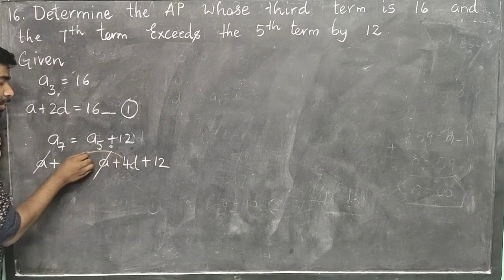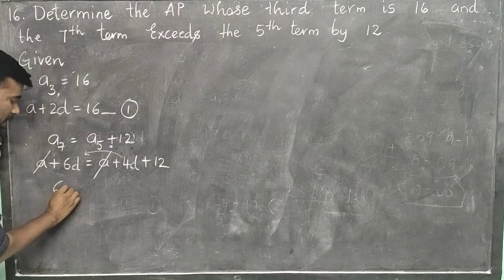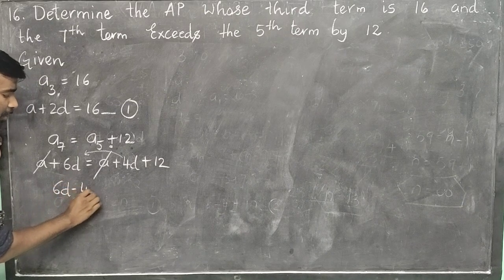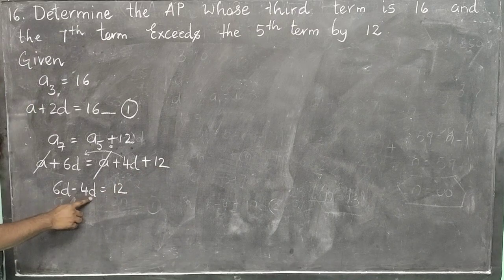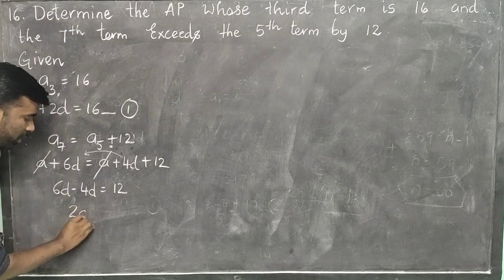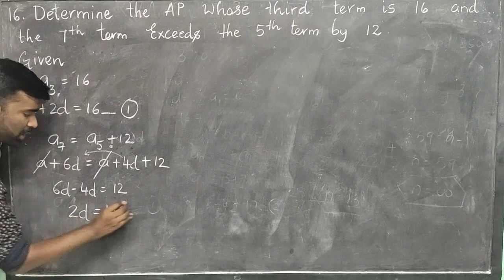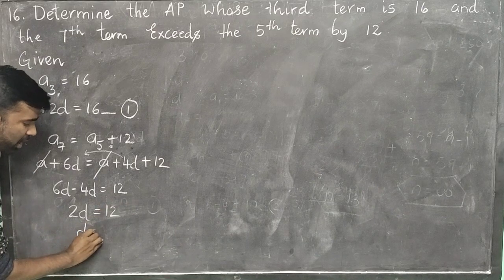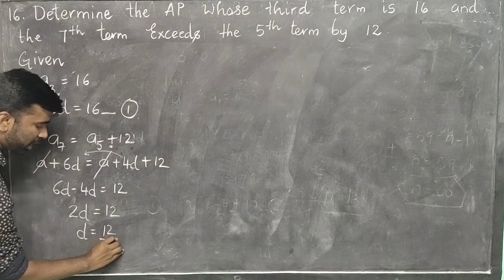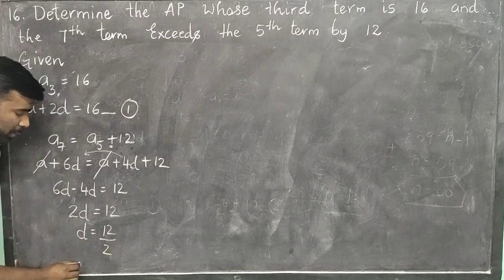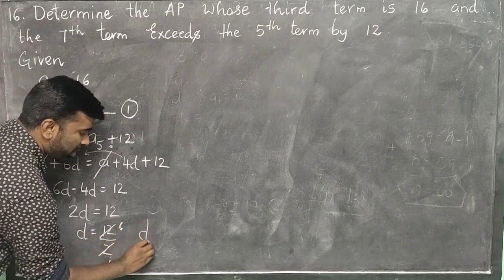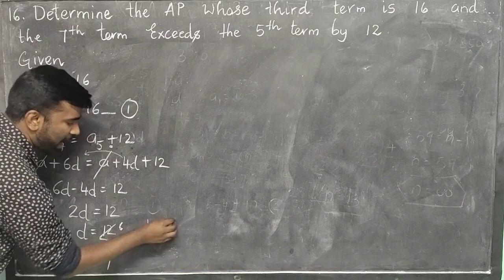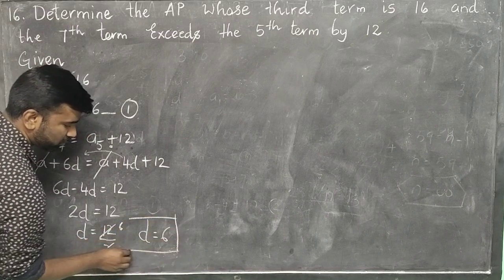Now shift 4D to LHS. What we get? 6D minus 4D is equal to 12. 6D minus 4D is 2D, which is equal to 12. Now divide both sides by 2. What we get? D equals 12 by 2. 2 sixes are 12. So we got the common difference D as 6.